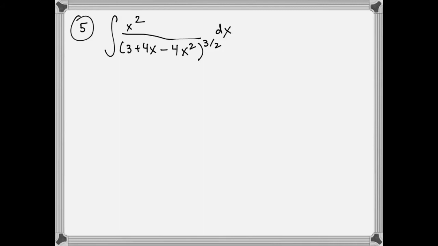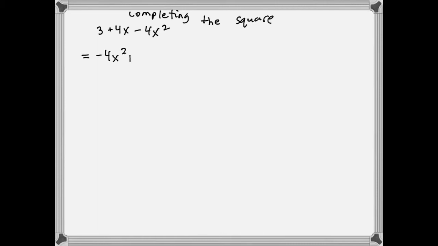So here is our algebra, 3 plus 4x minus 4x squared. So I'm going to be completing the square here. So what does this equal? So here's the trick. The trick is actually to write it this way. So here's how I would do it. First thing we do, I wrote it in descending order, and what we need to do is actually remove the negative 4 there.